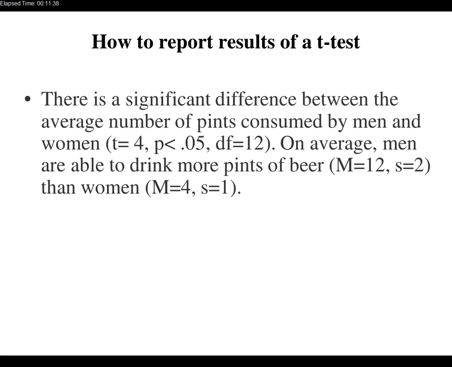So this is how to report results of a t-test. There's a significant difference between the average number of pints consumed by men and women. T equals 4, that's the T number we got. P is less than 0.05, that's not Levene's, now that's P, and the degrees of freedom equals 12. We say on average, men are able to drink more pints of beer, M equals 12, standard deviation equals 2, than women, M equals 4, standard deviation equals 1.